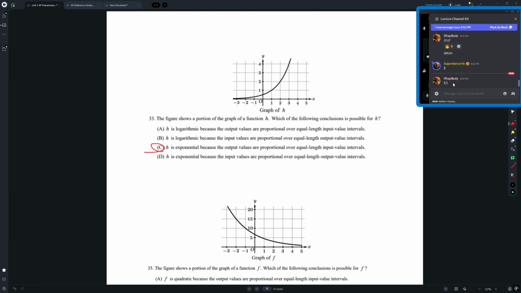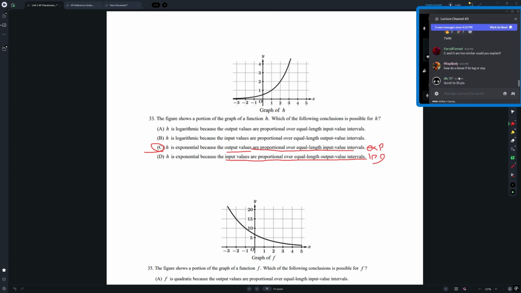No, 2 on each side. 2 on each side. C and D are too similar. Could you explain? Okay, the difference is the outputs and the inputs. If the inputs are proportionally changing over equal value lengths, it's log. If the outputs are proportional over equal lengths, it's exponential. And that's the difference.